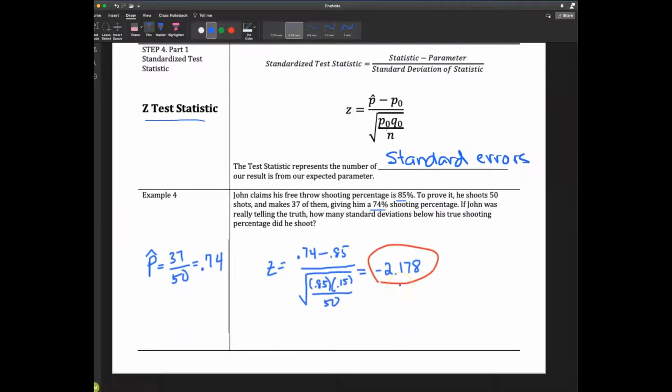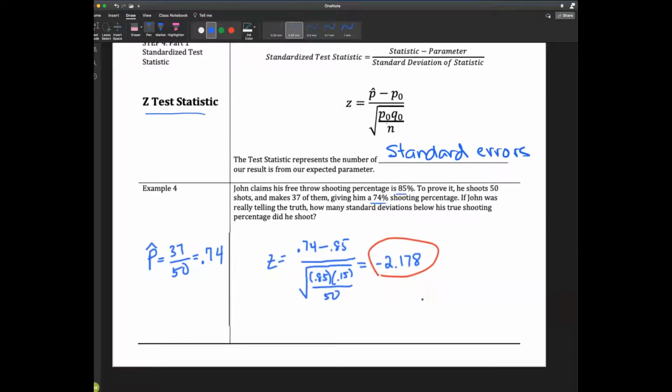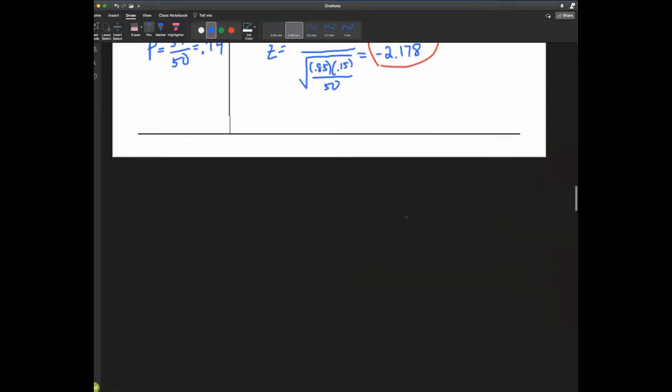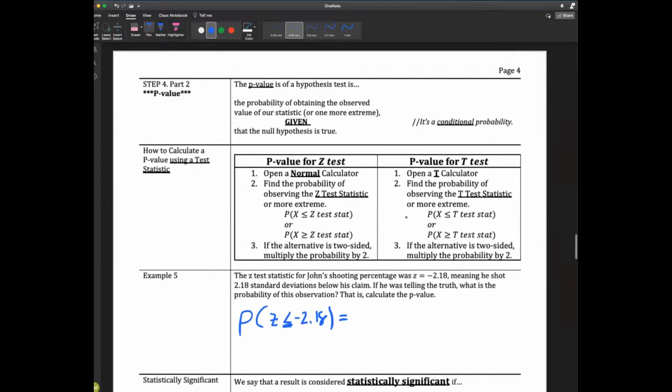Now, what is this value? This is a test statistic. We're going to use that to test to see what is the probability, right, that John would shoot this value, 74%, or something even less than that? What's the probability of that happening if he really is an 85% shooter? And so the next step is to find the p-value within this situation.